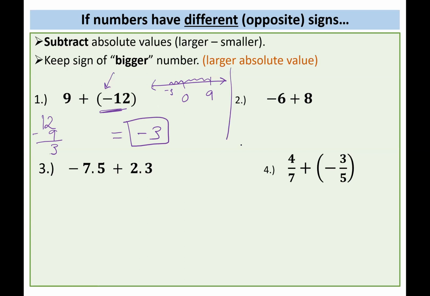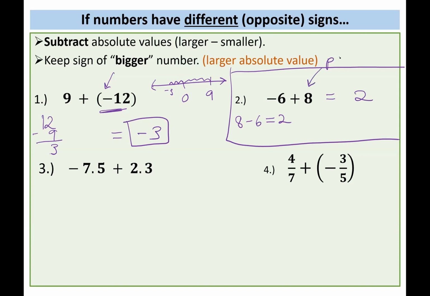Number 2, negative 6 plus 8. These numbers have different signs, so I will subtract. 8 minus 6 is 2. So what's my answer? Is it 2 or negative 2? Well, negative 6 plus 8. 8 is the bigger number. The bigger number is positive, so I will keep the sign of the bigger number. So my answer will be positive.